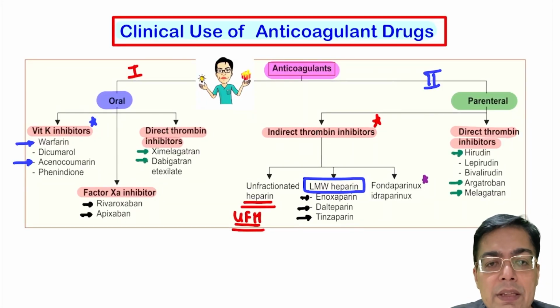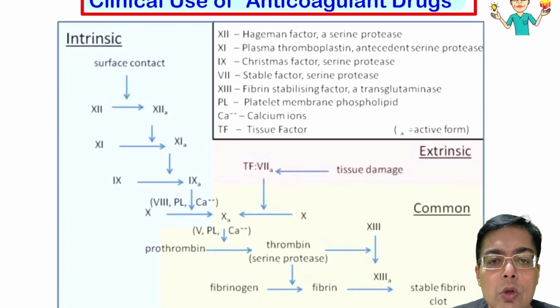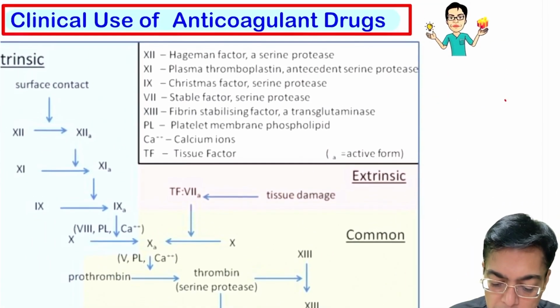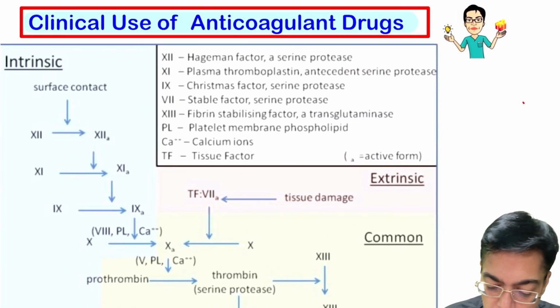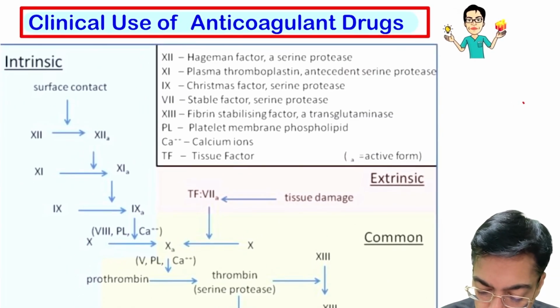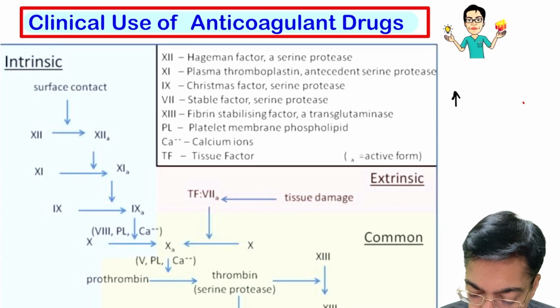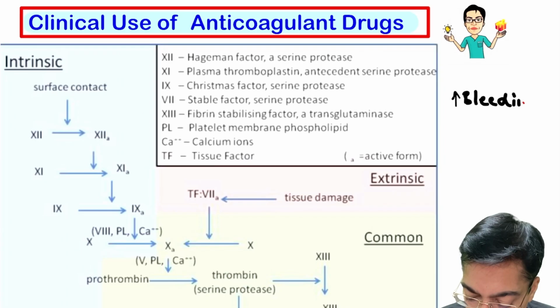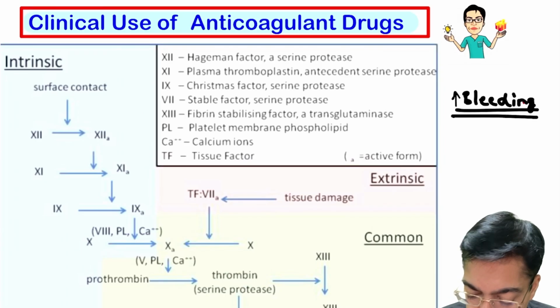Now, please understand, when these drugs are being given, what will they do? They will inhibit the chances of clot formation. So the problem that we are going to encounter with these drugs is that they can be responsible for increasing the risk of a very important side effect. And what is the side effect which can be seen with these drugs? All these drugs can be responsible for causing bleeding in your patients.